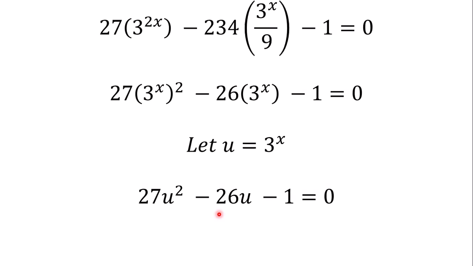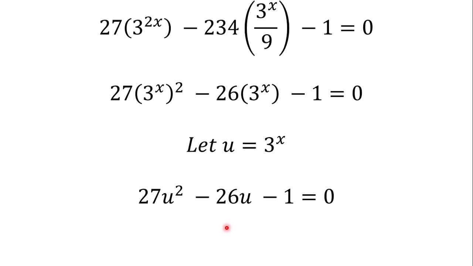To use the factorization approach, we are going to find two numbers that when summed give us this 26u here, but when multiplied give the product of the coefficient of u squared and the constant. The constant here is -1, and the coefficient of u squared is 27. So 27 times -1 will give us -27, right? Good. Now let's find the factors of -27.